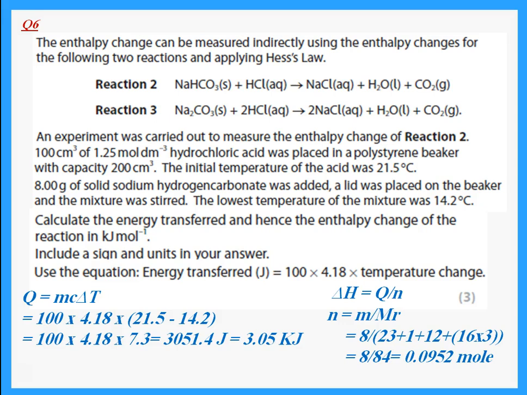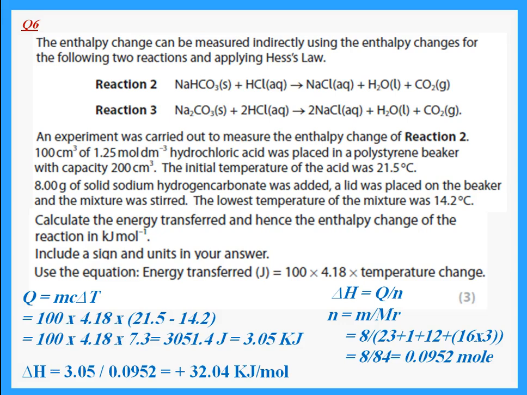He has 8 grams of sodium hydrogen carbonate. So we do the MR for that. Mass over the MR comes out to be this number of moles, and then I can get the delta H. So the delta H is the Q that we have over N, which we just calculated, and we end up with a reaction. Now, why did I put a plus sign?